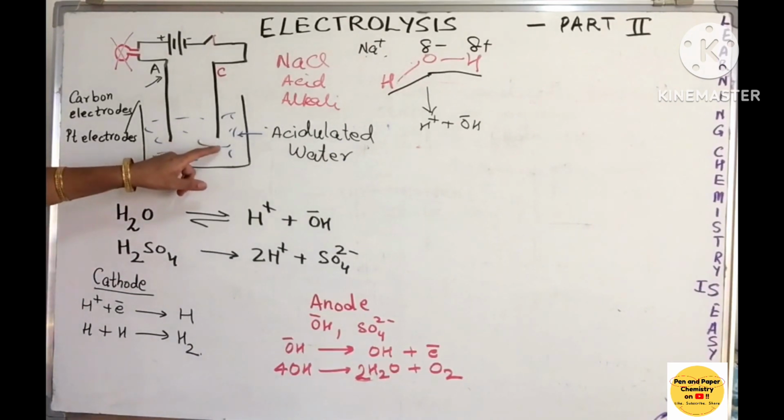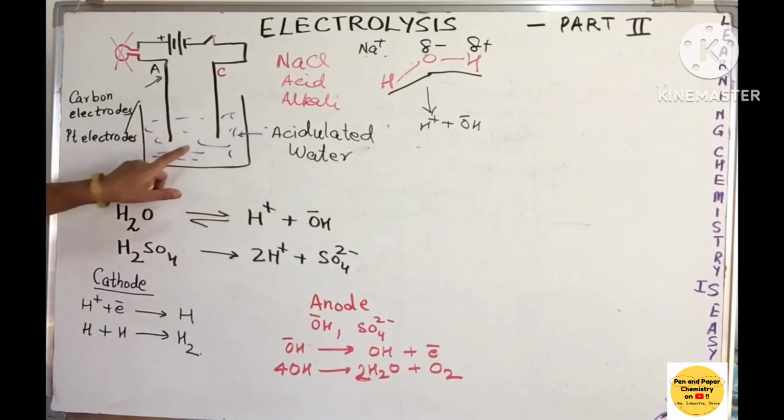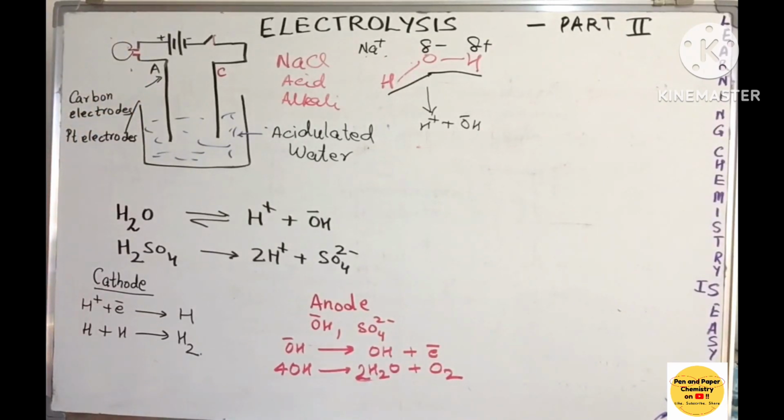So in this case, we've got acidulated water. As soon as you add a few drops of the acid to it, you will find that the bulb begins to glow, right? That means pure water is a non-electrolyte to be specific, whereas acidulated water is an electrolyte.